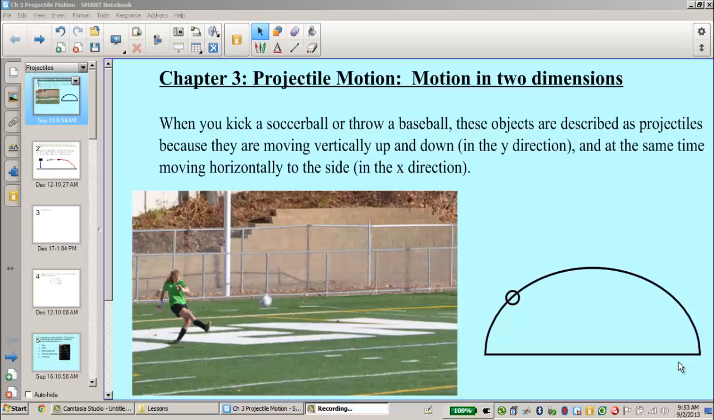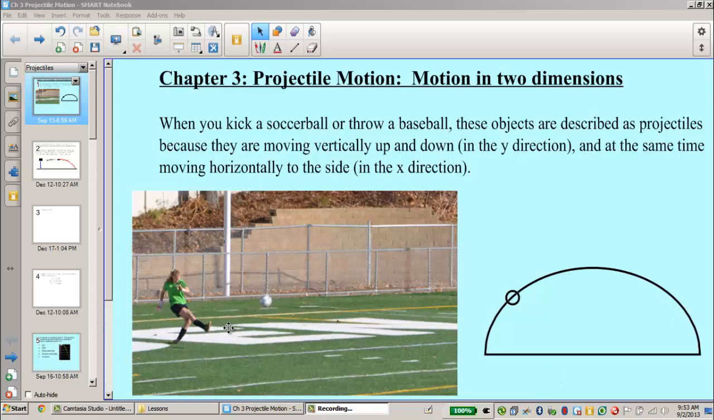Good morning. Today we're going to be taking a look at Chapter 3, Projectile Motion. And remember, projectile motion is motion in 2 dimensions, whereas earlier in Chapter 2 we were taking a look at just one-dimensional motion, either moving in the x or in the y. Projectile motion is x and y concurrently.